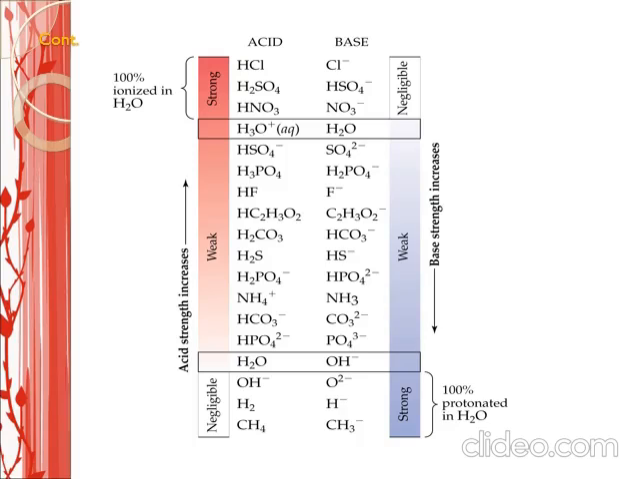So hydrochloric acid, sulfuric acid, and nitric acid are all classified as strong acids because they are 100% ionized in water. It means if you put this in water, the water becomes H plus and Cl minus. No longer HCl inside. Okay, 100% ionized. That's why they are classified as strong acid. Same goes to strong base. They are 100% protonated in water.